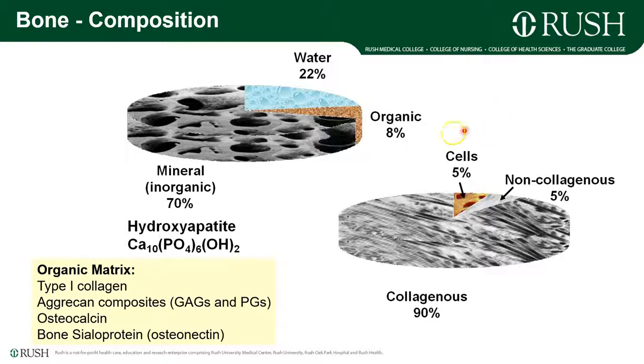Now, if you were to look at the organic matrix itself in this pie chart, you can see that most of that organic matrix is collagen or collagenous, and is exclusively type 1. We have some non-collagenous component, about 5%, and then 5% is cells. The organic matrix, as we said, is mostly type 1 collagen. We also have GAGs and proteoglycans, and some non-collagenous proteins, including osteocalcin, bone sialoproteins. Again, this list is not exhaustive.